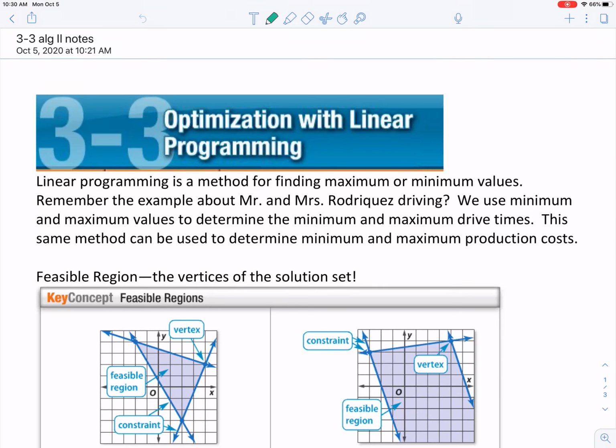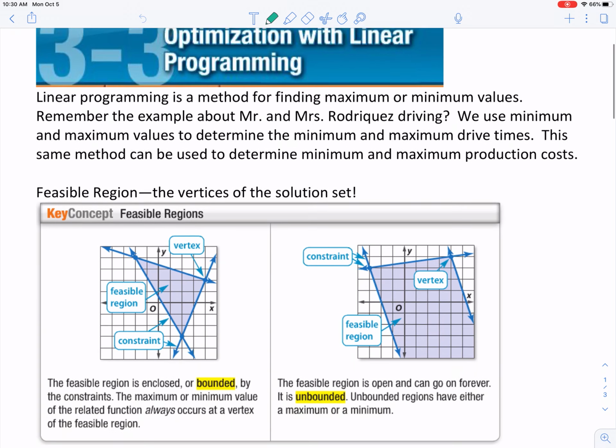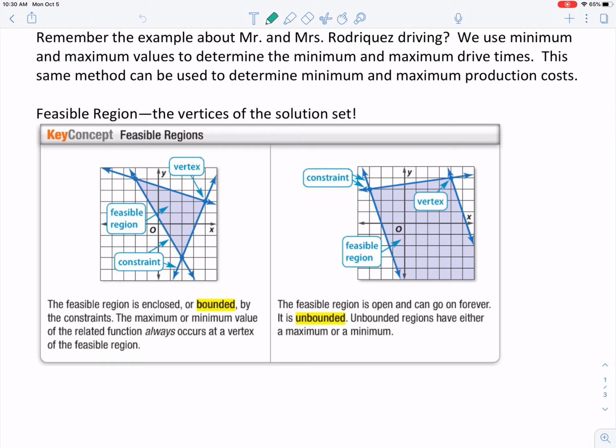Okay, today we get to do 3.3, which is optimization with linear programming. It sounds super fancy. It's not too bad, but you're going to want to pay close attention. Basically, it's a lot like yesterday, but I'm going to specifically care now about where it is they intersect.